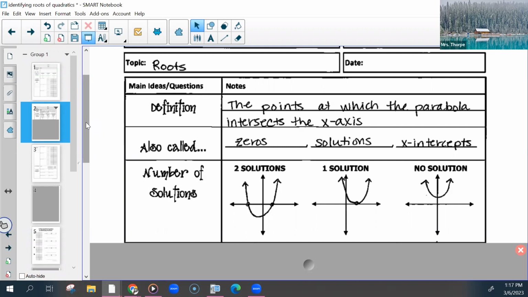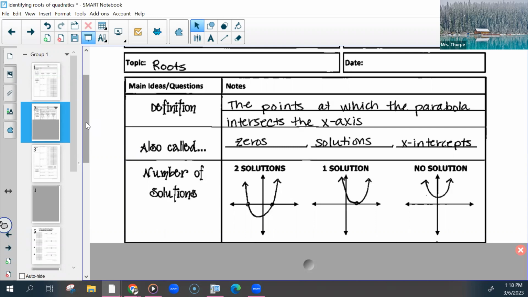So roots is really the name of our solutions for quadratics, but we also know them as zeros, x-intercepts, solutions. We've talked about that before. With our quadratics, there are three types of solutions you may get. Kind of like when we were solving by square roots, we could get two solutions, one solution, or none. Same thing.